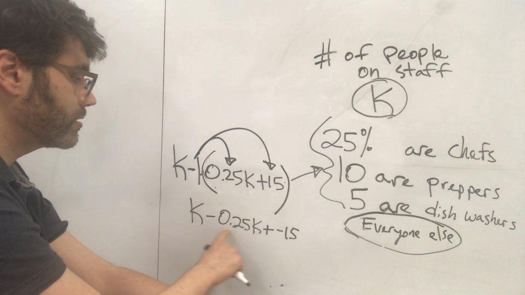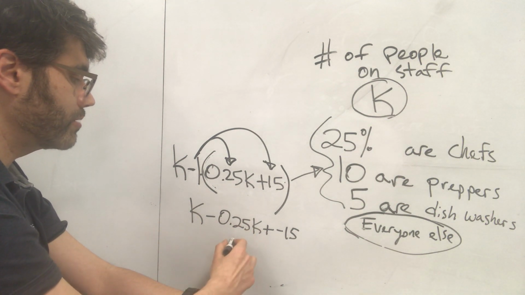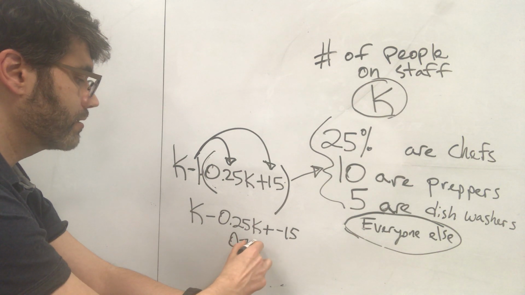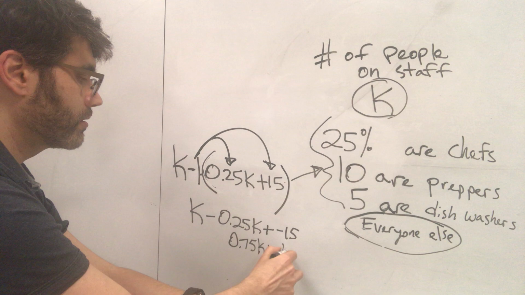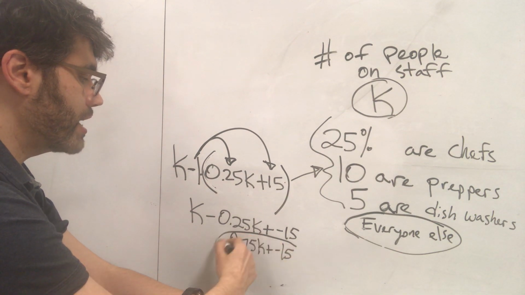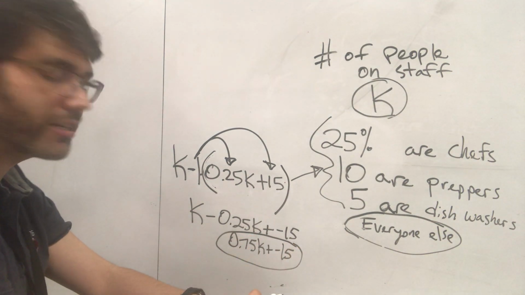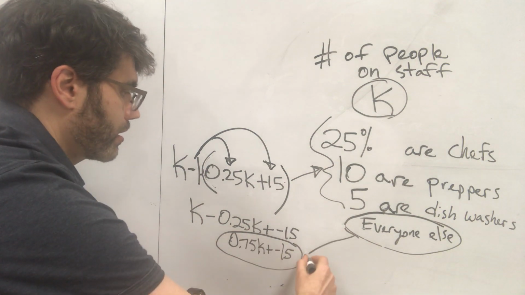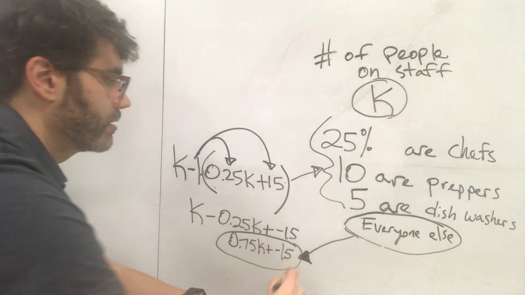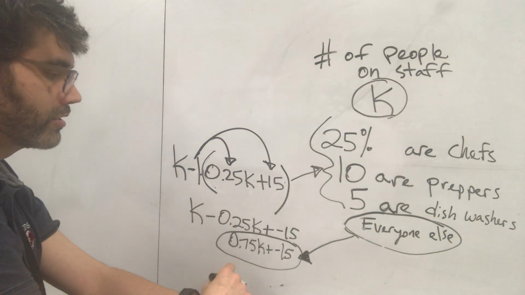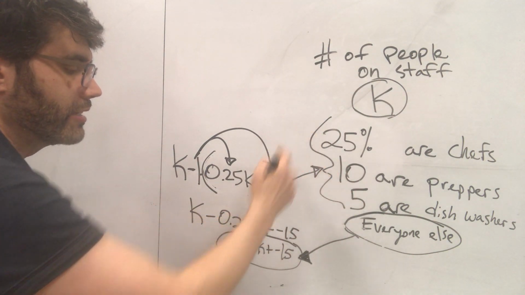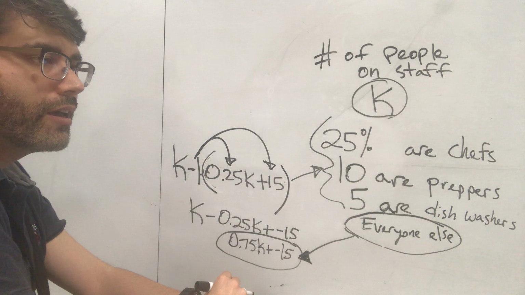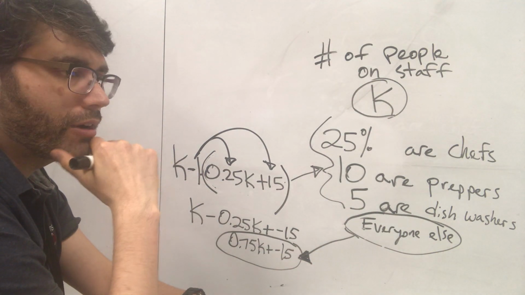K minus 0.25K is going to be 0.75K, plus negative 15. So this is my simplified expression. So this is how we describe everyone else in the kitchen who is left over because they're not in one of these three categories. Okay. Let's try another problem.